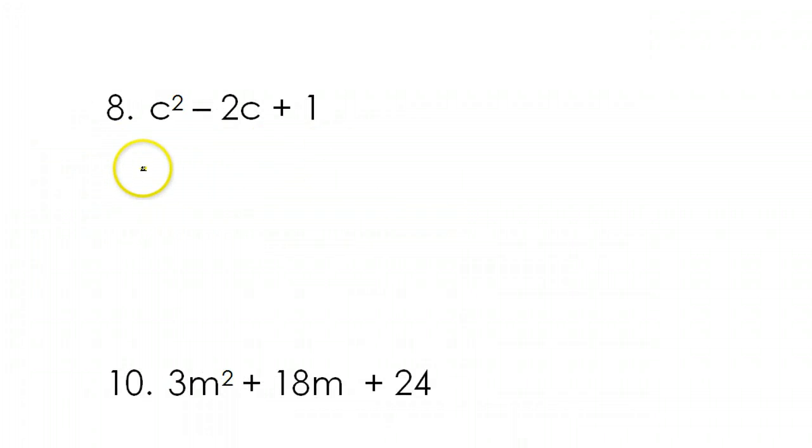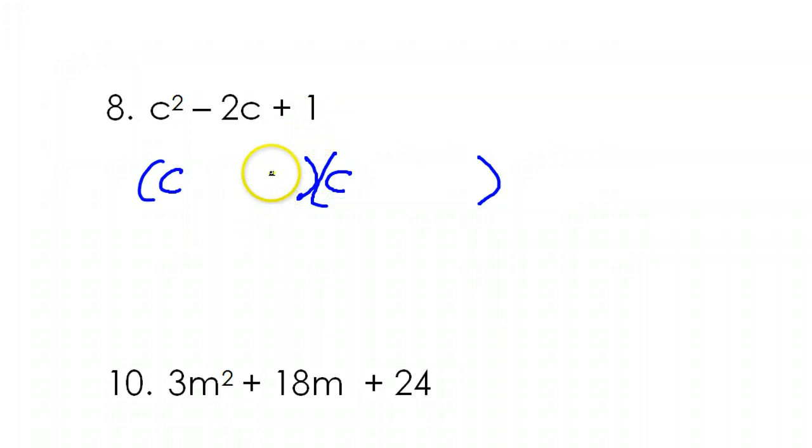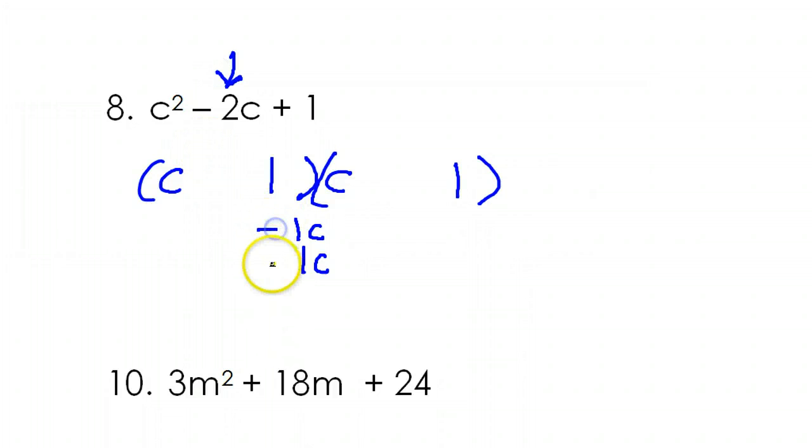Alright, no GCF on number 8, so let's go ahead and do binomial times binomial. C squared can only be c times c. 1 can only be 1 times 1. Inner plus outer must equal the middle. So inner, I have 1c. Outer, I have 1c. Is there a way I can pick the signs so that I will get a middle of negative 2c? Yes, if both of these were negative, negative 1c plus negative 1c is negative 2c. That means both of these would be negative.